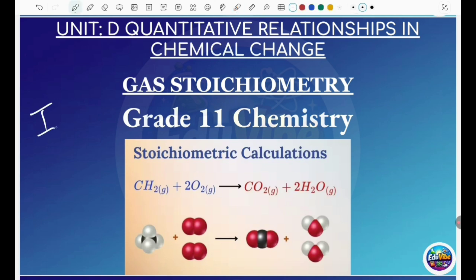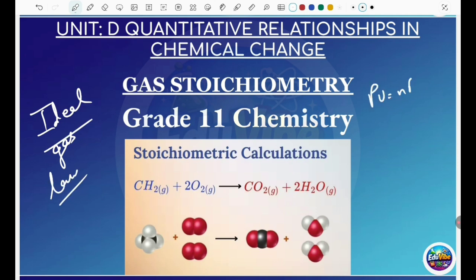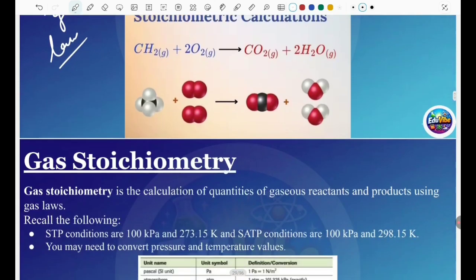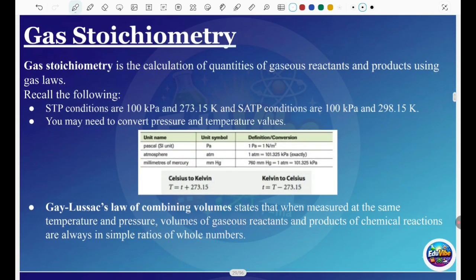So you all remember the ideal gas law from the second unit, which is PV equals nRT. That thing we use, but in stoichiometry. So what is gas stoichiometry? Gas stoichiometry is the calculation of the quantities of the gaseous reactants and the products using the gas laws. So using the gas laws, we're using the second unit in this. Basically, the quantities of any gaseous reactants and products.